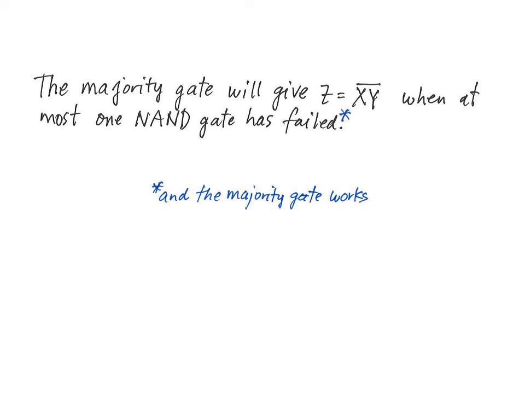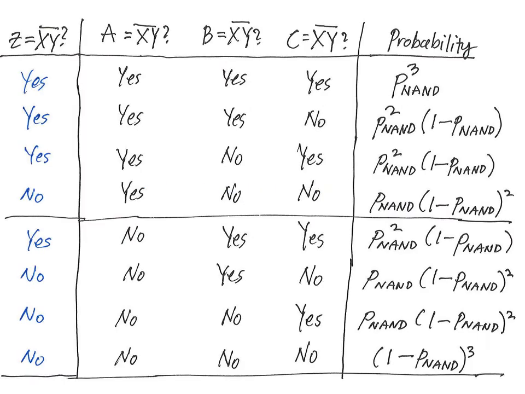The majority gate will give the correct output when all the NAND gates are working, or when at most one of them has failed, assuming that the majority gate also works. So we have to factor in the probability that the majority gate is working. I've come up with this truth table. A, B, and C at the top are the outputs of the NAND gates.